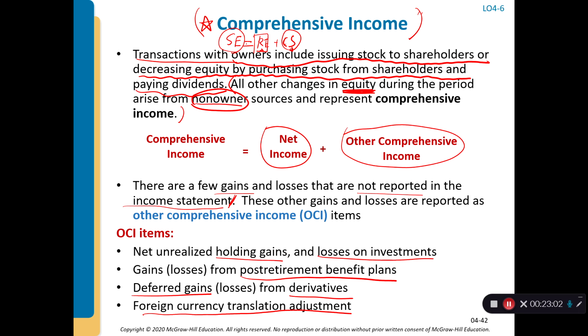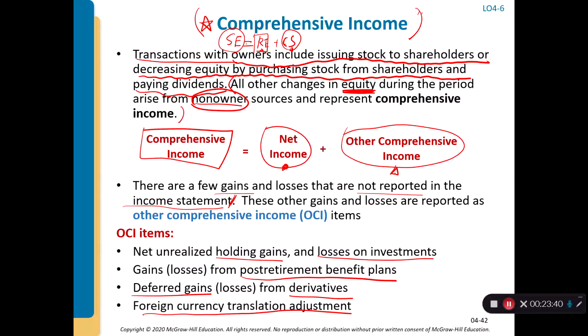You are already familiar with many of these items. They're reported in the income statement and are used in calculating net income. However, there are a few gains and losses that are not reported in the income statement, but nonetheless affect equity as well. Those other gains and losses are reported in the other comprehensive income section. Therefore, the broader concept of comprehensive income includes net income plus other comprehensive income.